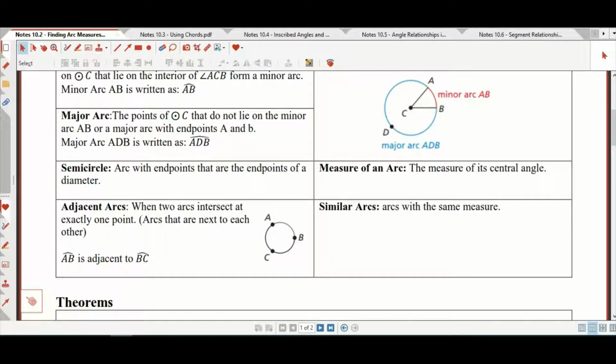Adjacent arcs: when two arcs intersect at exactly one point, they are adjacent to each other. So arc AB is right next to arc BC. You could also think of that as arcs created by adjacent angles. Let's call that center D. ADB would be next to BDC, adjacent to it. Finally, similar arcs are arcs that have the same measure, with more on their length later.